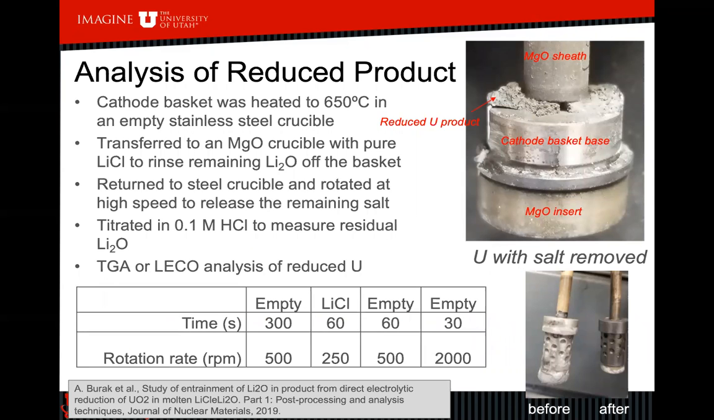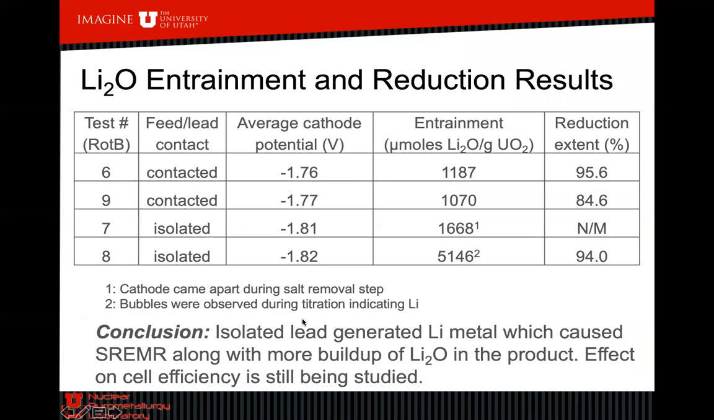So we ran these experiments where we either did it one way or the other way, either in contact or out of contact. And then we try to get all the salt off the baskets. We spin it, we heat it, we do a quick wash, everything we can do to get to the point where we can determine two things. One is, what's the concentration of lithium oxide left in the UO2 entrainment? And what's the extent of reduction of UO2 to uranium metal?